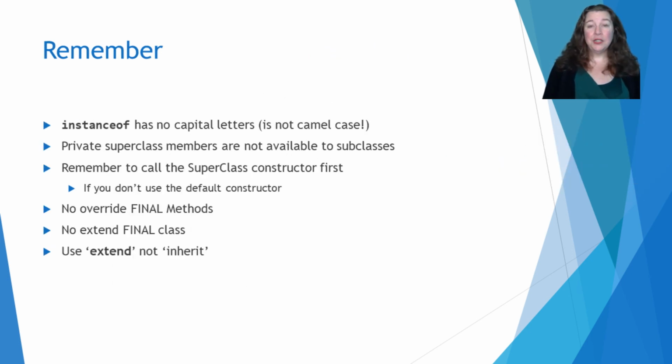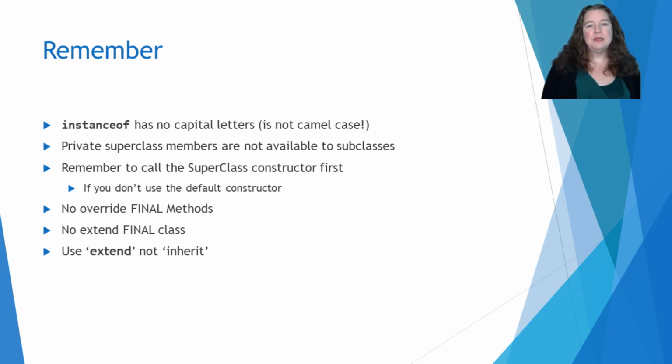Couple of reminders with inheritance. We are going to do another chapter on advanced inheritance, so if you're not really getting it or if you're struggling, it's okay. There's more coming. First off, the word instanceof has absolutely no capital letters. It's not camel case. A lot of people put a capital O here and can't figure out why the syntax is wrong. It's instanceof, all lowercase.